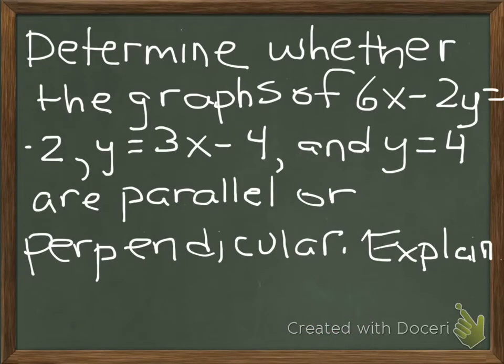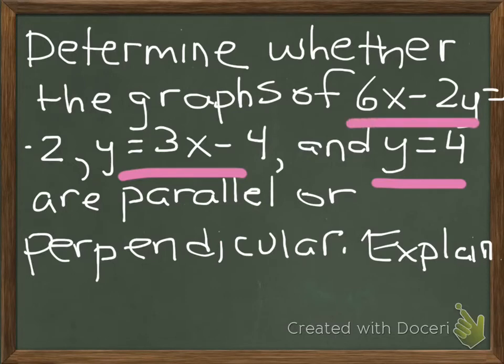Next, I'm asked to determine whether the graphs of 6x minus 2y equals negative 2, y equals 3x minus 4, and y equals 4 are parallel or perpendicular. So the first thing I need to do is make sure all of these are in slope-intercept form if possible. So this is already in slope-intercept form. This we can't make into slope-intercept form, but it's simplified as much as possible. But the first equation we need to change into slope-intercept form first.